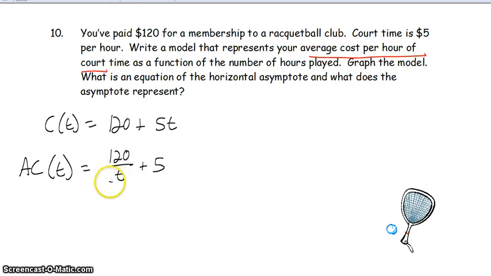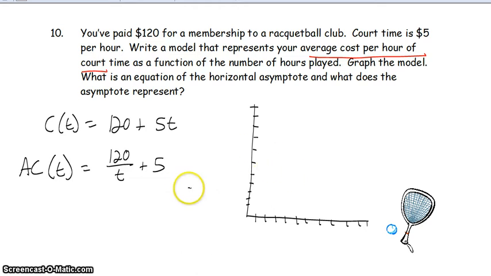I have a vertical asymptote when t is 0, and of course we probably want to look only at, since it's a word problem, I don't want negative time, so I'm going to be looking mostly just here. So as t gets bigger, the average cost goes down. It says what is the horizontal asymptote and what does it represent? In this case, since this goes to 0, the horizontal asymptote is 5.